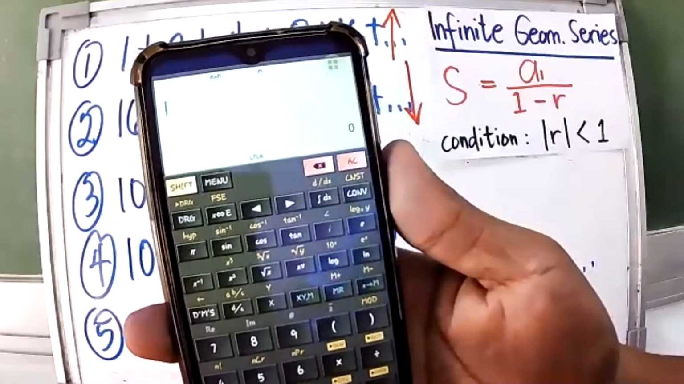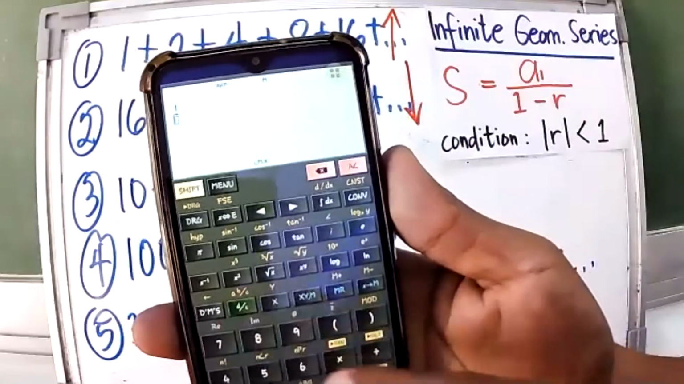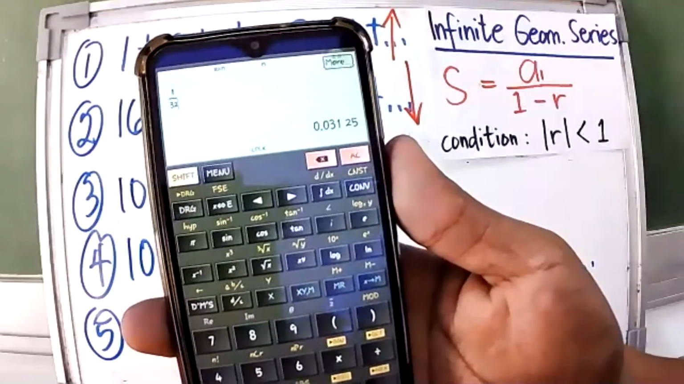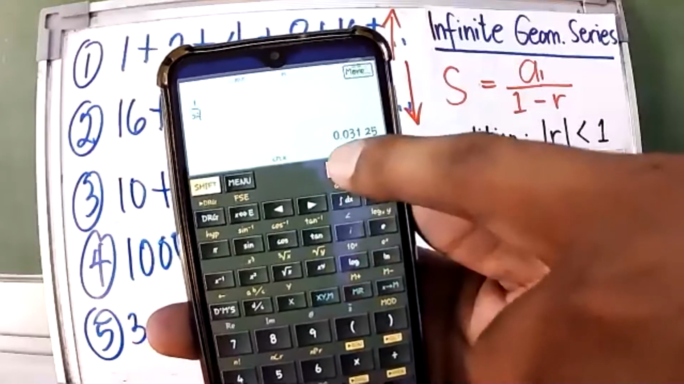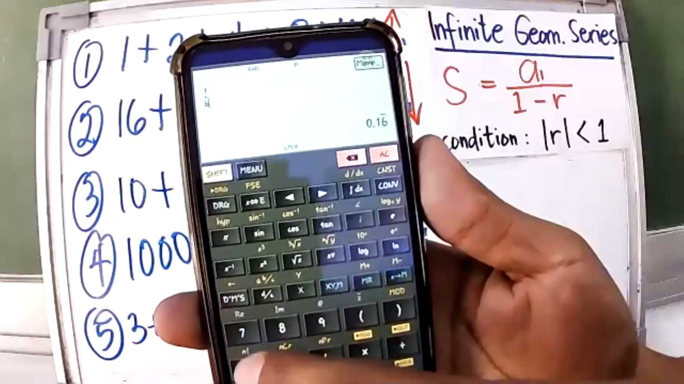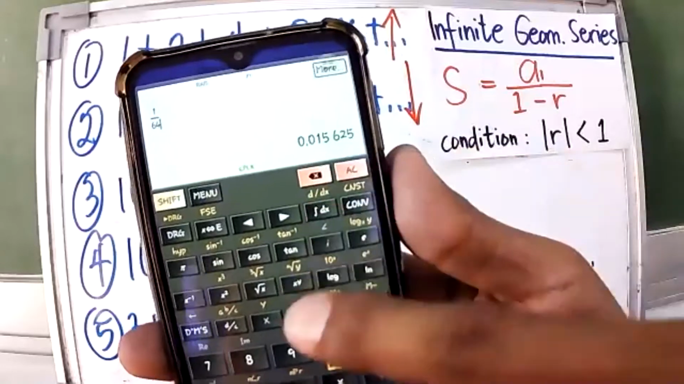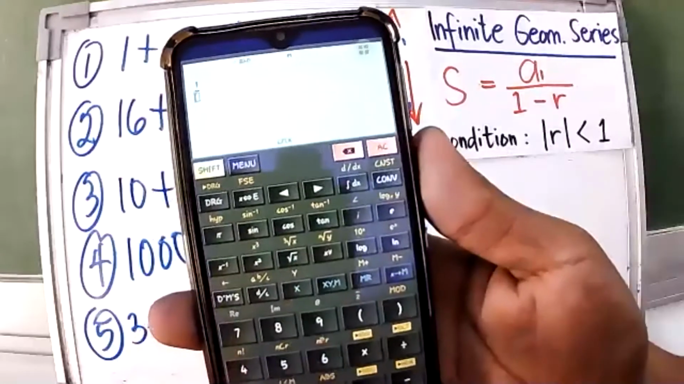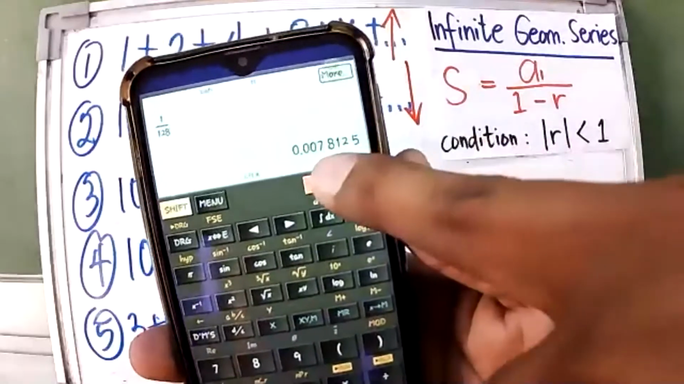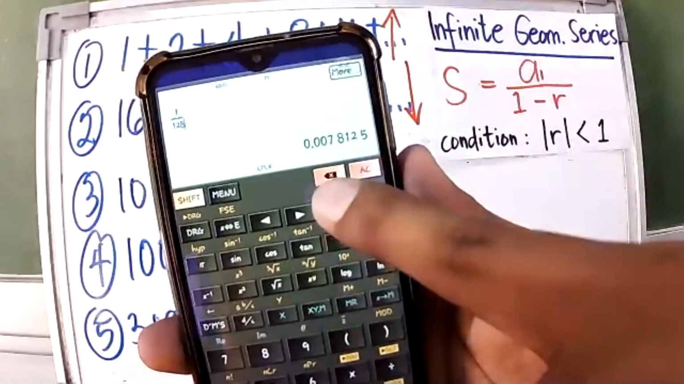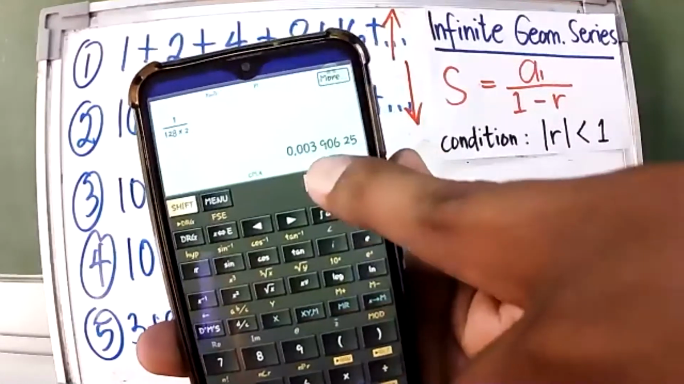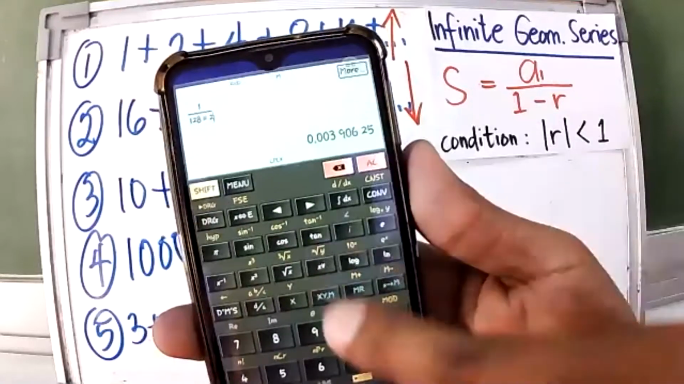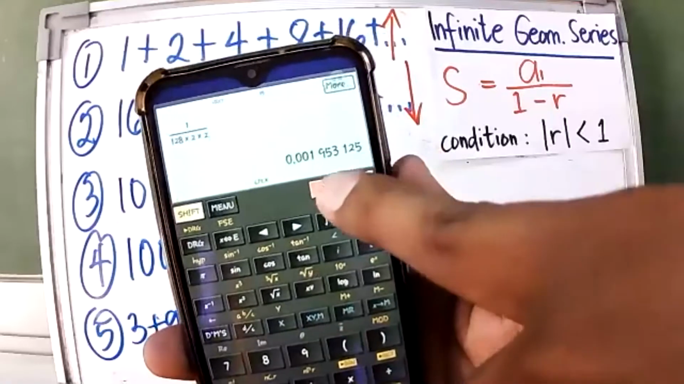If you will look at this, 1/32, look at the number, it's 0.03. Lumiliit. Let's have another 64. Lumiliit. Let's have another 128. Lumiliit. Another 128 times 2. Lumiliit na lumiliit. Times 2, lumiliit.